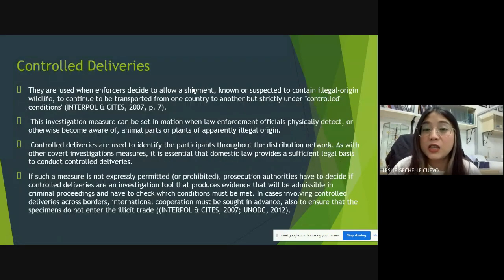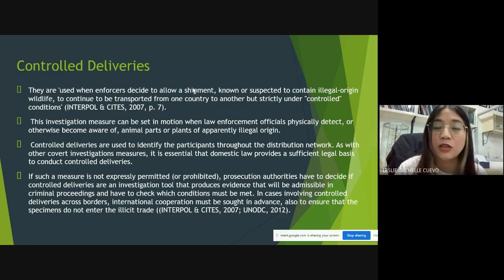Controlled deliveries. They are used when enforcers decide to allow a shipment known or suspected to contain illegal origin wildlife to continue to be transported from one country to another but strictly under controlled conditions. So pag sinabing controlled, literal na nakokontrol mo saan sila dadaan, ano lang yung mga pwede nilang dalhin, ano lang yung mga pwede nilang i-deliver. Kaya siya controlled. This investigation measure can be set in motion when law enforcement officials physically detect or otherwise become aware of animal parts or plants of apparently illegal origin.